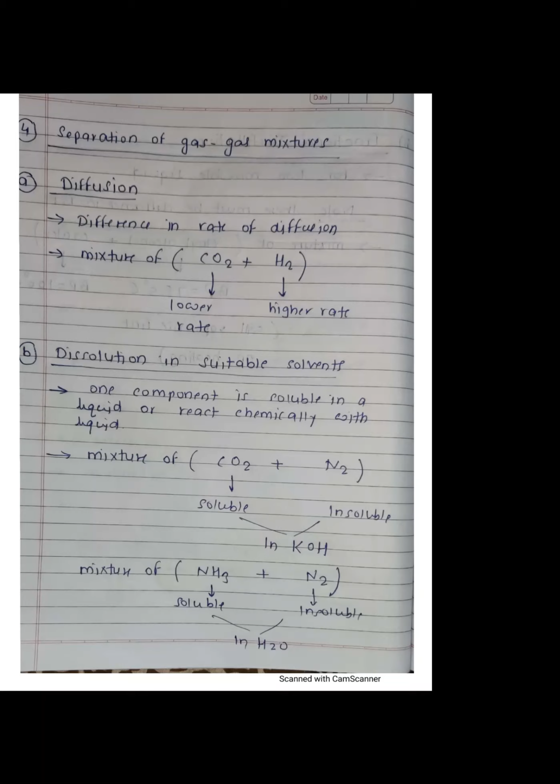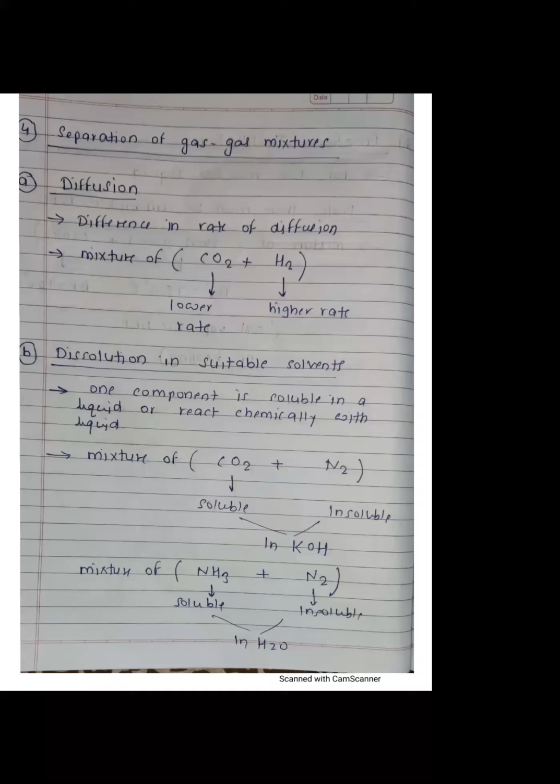The first is diffusion. There will be a difference in the rate of diffusion. Diffusion simply means movement of gas from one place to another. From a thin hole, you can see movement of gas from one place to another. That is diffusion.